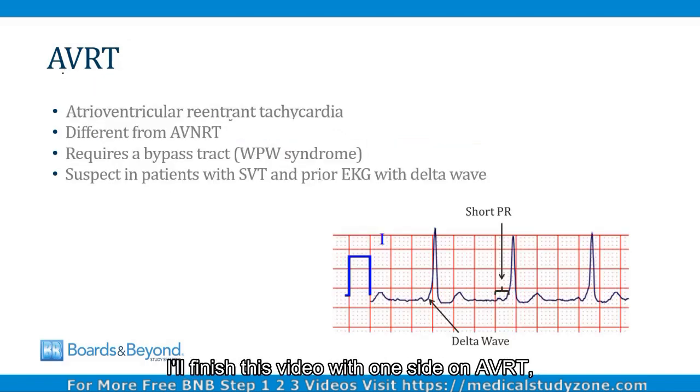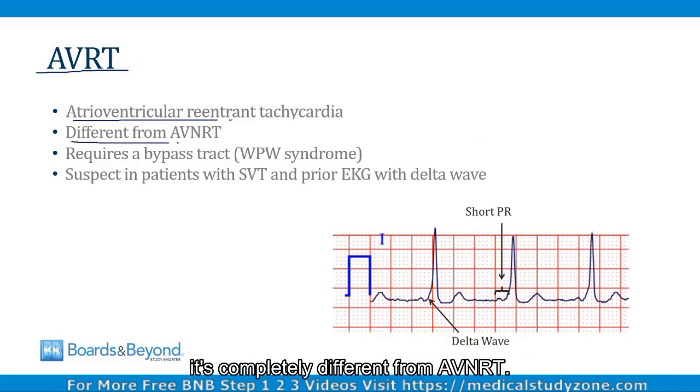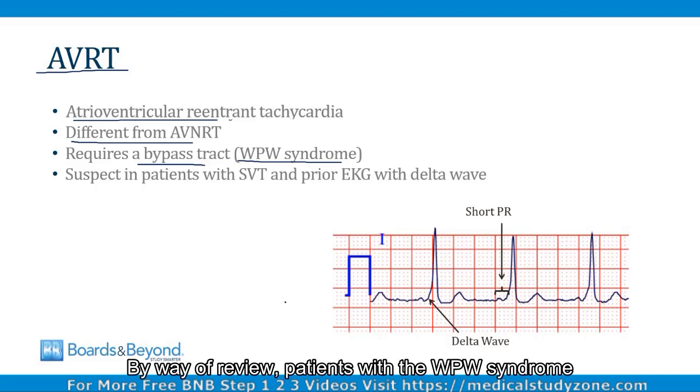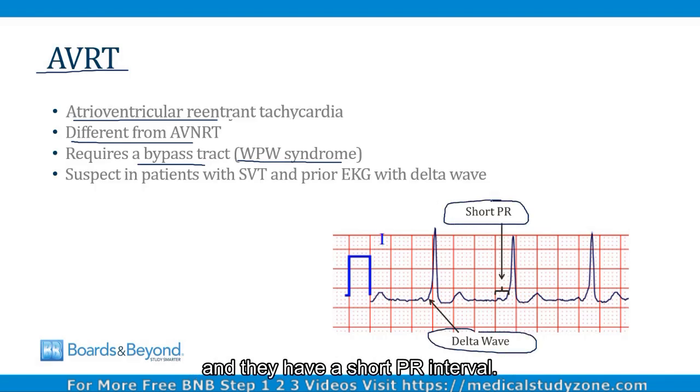I'll finish this video with one slide on AVRT, which is atrioventricular reentrant tachycardia. This is another cause of a PSVT, and even though it sounds a lot like AVNRT, it's completely different from AVNRT. It's a different arrhythmia entirely. In order to develop AVRT, the patient must have a bypass tract, which means they must have the Wolff-Parkinson-White syndrome. By way of review, patients with the WPW syndrome have a delta wave on their EKG like shown here, and they have a short PR interval.